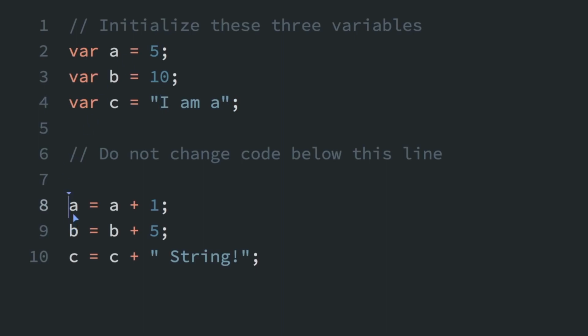So you can see a plus 1 is going to equal 6. 5 plus 1 equals 6. B equals b plus 5. That's going to be 15. And then C is now going to say, I am a string.